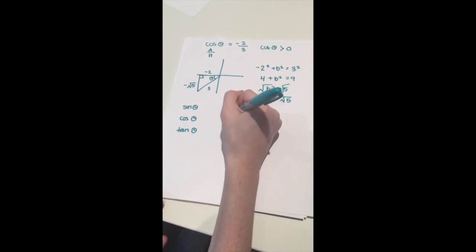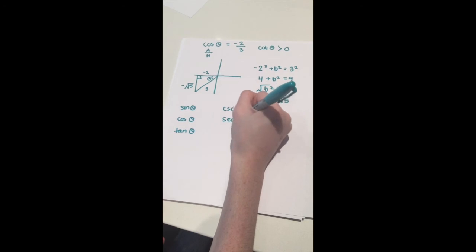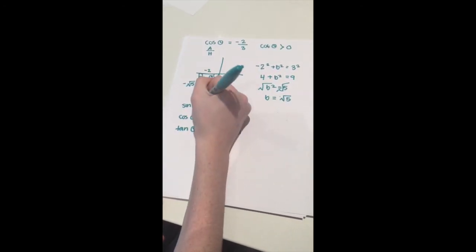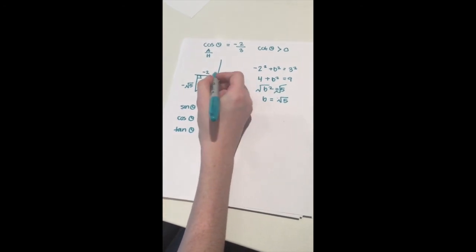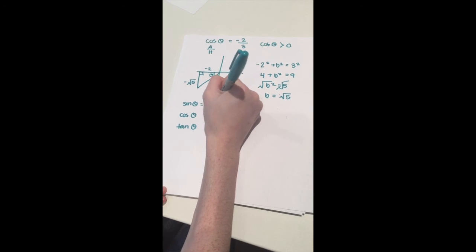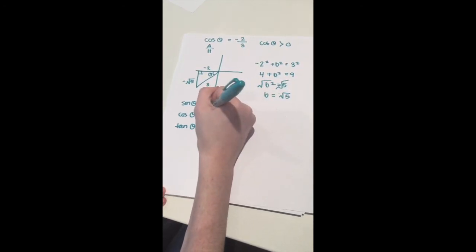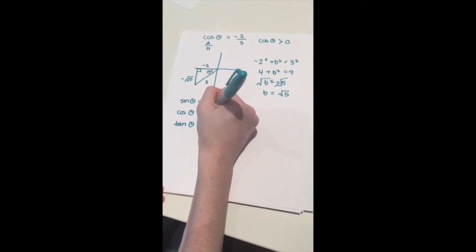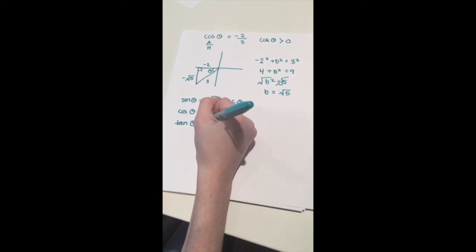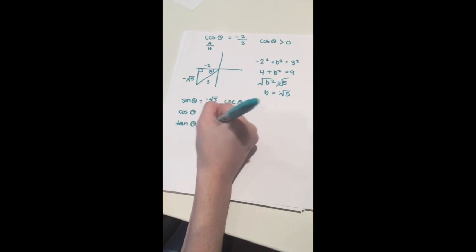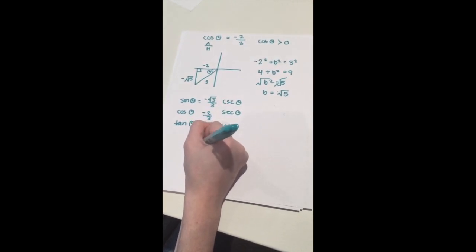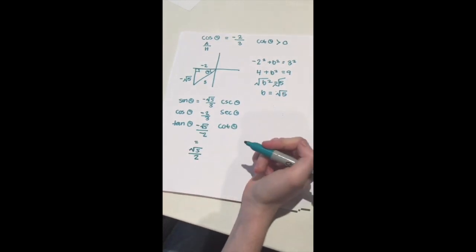Sine, cosine, tangent. Because sine is opposite over hypotenuse, it's negative radical 5 over 3. Cosine is negative 2 over 3. And tangent is negative radical 5 over negative 2, which is just radical 5 over 2.